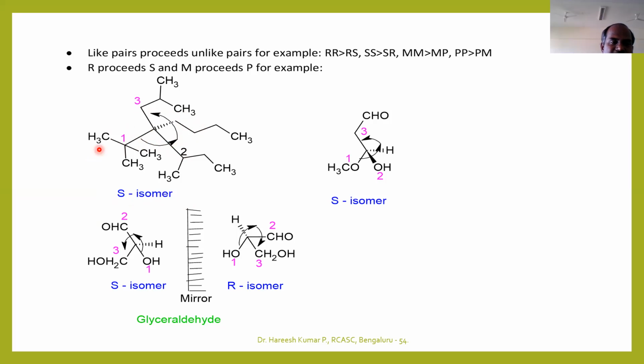I will repeat once again. First you have to assign the priority. Then a movement of first carbon atom to second, second to third, and it will be like this. That means what? It is an anti-clockwise direction. Okay. So then this moiety is assigned as an S isomer.